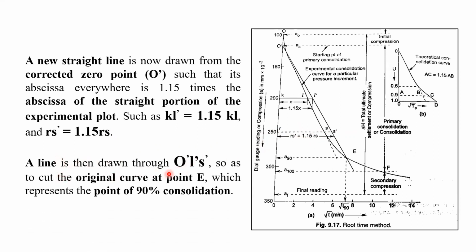So a line is then drawn, O', L', S'. Whenever you draw the lines, it cuts at point E. This is the original curve, right? So this straight line, O', L', S', is going to cut the original curve at point E, and that represents the 90% consolidation.